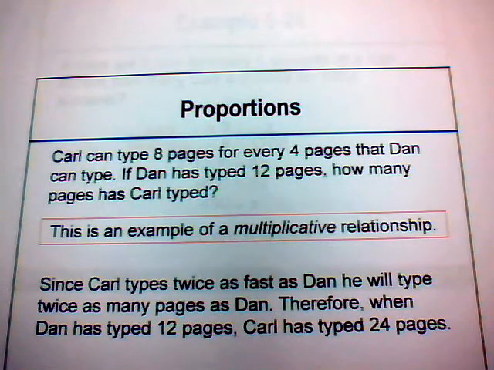Now here's a proportion that's an example of a multiplicative relationship. Carl can type 8 pages for every 4 pages that Dan can type. If Dan can type 12 pages, how many pages does Carl type? Okay, so in this case, this represents an example of a multiplicative relationship. And to figure this out: since Carl types twice as fast as Dan, he will type twice as many pages as Dan. Therefore, when Dan has typed 12 pages, Carl has typed 24 pages.